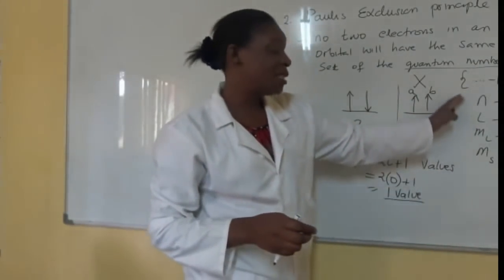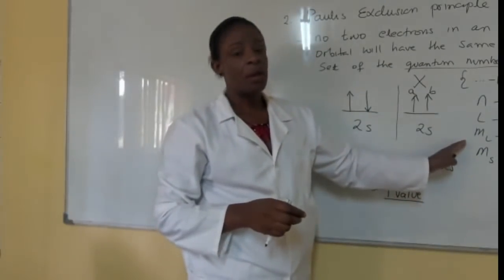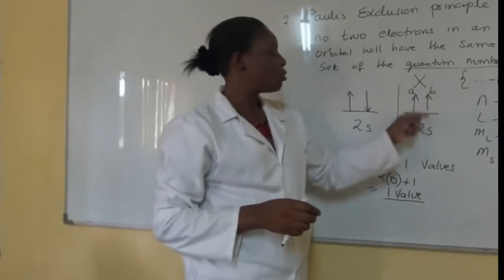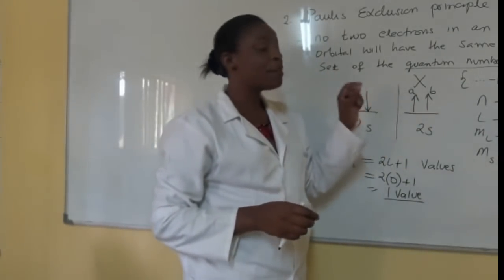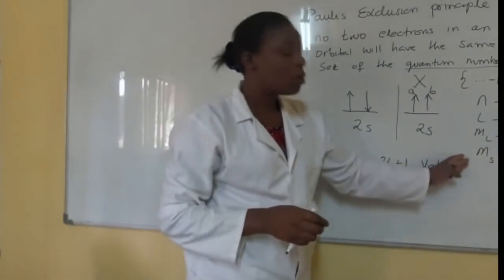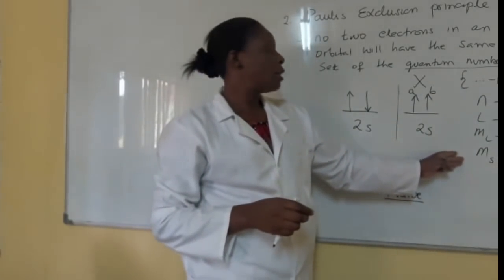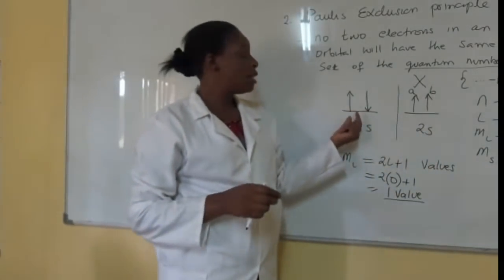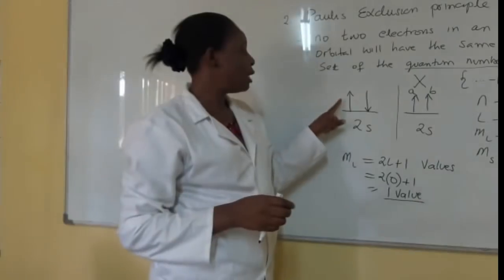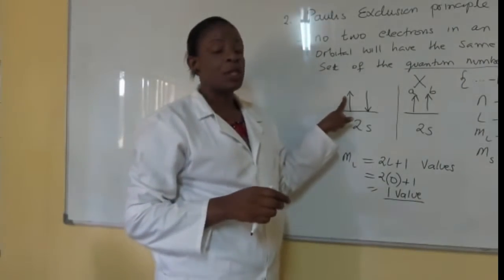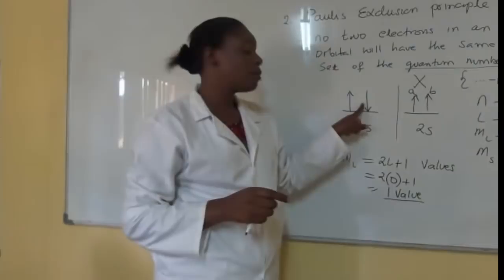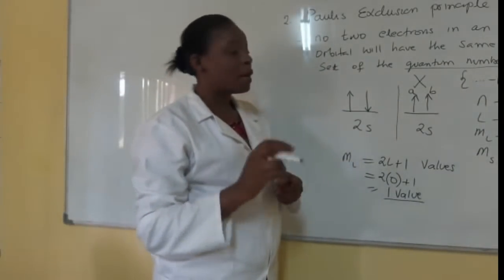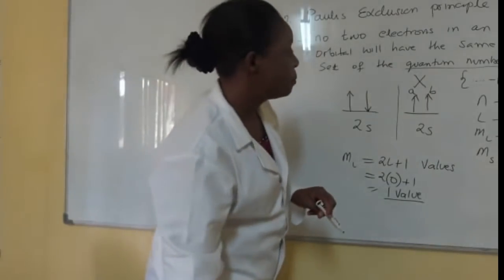So these two electrons, according to this arrangement, have the same set, and they are violating Pauli's exclusion principle. Because Pauli's exclusion principle says that no two electrons in an atomic orbital will have the same set of all the 4 quantum numbers. So what does this tell you? This tells you that when you're arranging electrons in an orbital, one electron will have a positive half spin, the other one will have negative half spin. I'm just reminding you what we covered last time.